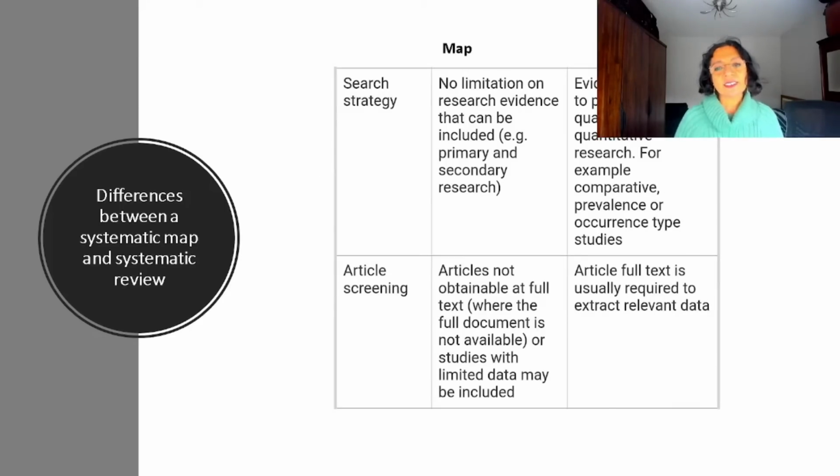So, search strategy. In a systematic map, there is no limitation on research evidence. That means we can include both primary and secondary research. But in a systematic review, sometimes the evidence is related to only quantitative studies, for example, RCTs, or sometimes it is only related to qualitative studies, sometimes both. But there is generally some limitation in the study design in a systematic review. Article screening. For a systematic map, we need not have the full text of all the articles. We can include limited data for a systematic map, but for a systematic review we need the full text of all the included articles.